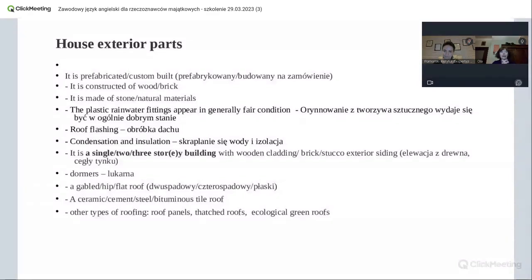It can be a single 2-3-story building, as you can see, no plural, with wooden cladding, brick, stucco, exterior siding. So all these are types of things that you put outside. You can have dormers, in Polish lukarna. You have different types of roofs here. You've got different types of tile roofs that you can put on the roof, or you can have different types of roofing. So you can have roof panels, thatched roofs, ecological green roofs, lots of possibilities, right?